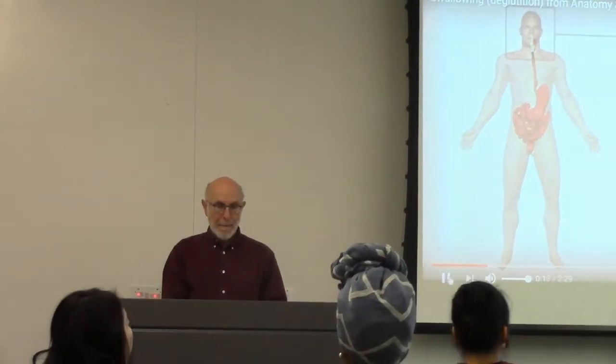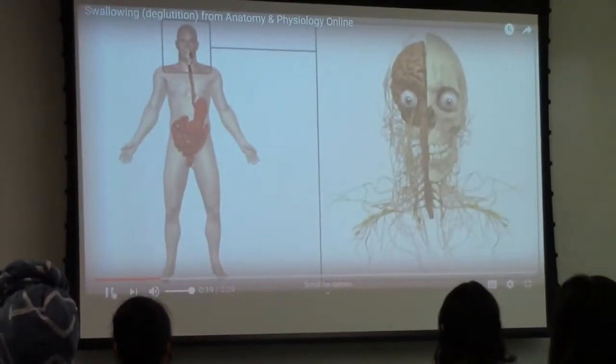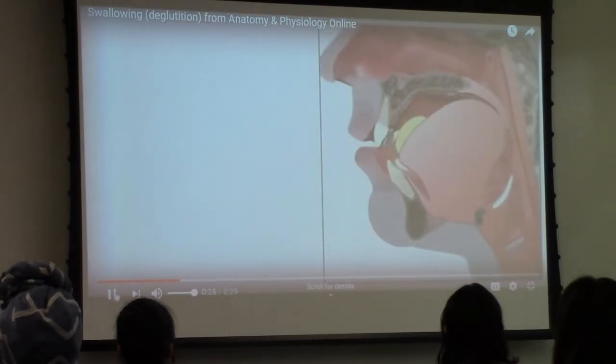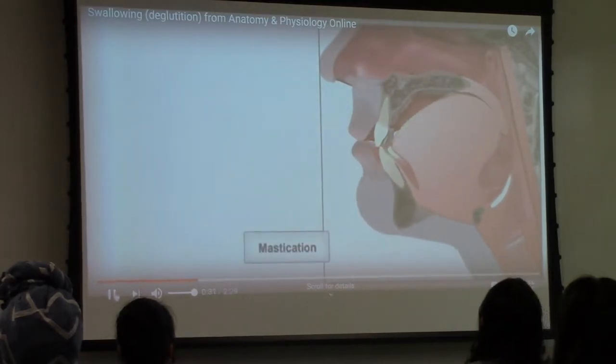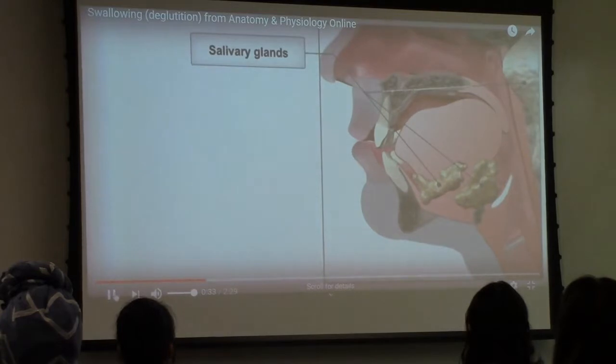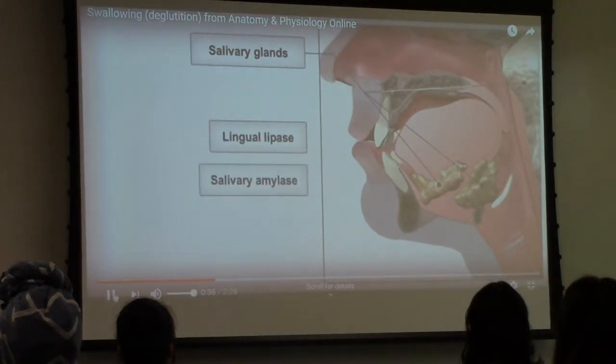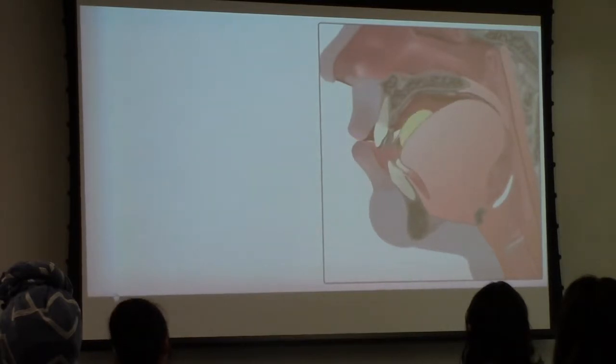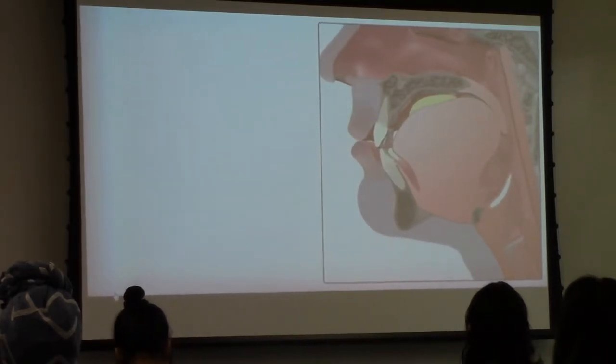This movement is controlled by the nervous system and involves both voluntary and involuntary muscle contractions. Before food is swallowed, it is mechanically broken down in the mouth by chewing or mastication. The salivary glands secrete the enzymes lingual lipase and salivary amylase. Lipid and carbohydrate enzymatic processing. Salivary amylase begins the chemical breakdown of starch, carbohydrates, in the mouth. The water content of saliva helps bind particles together to form a bolus that can be swallowed.